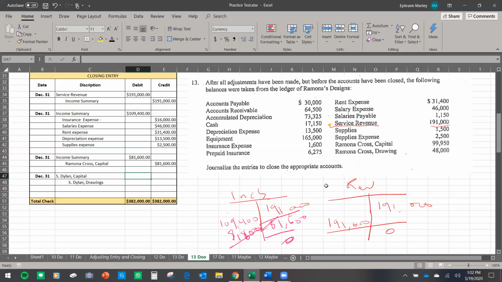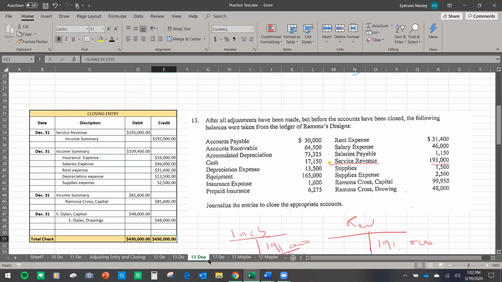How much was our drawing? Let's look for it right here. So gross drawing of 48,000. So we're going to credit it 48,000, and then we're going to debit it into his capital or her capital. So we have this right here. So at the end, the total should be equal to each other, which is 430,000. Okay, great. Now let's move on to the next one.